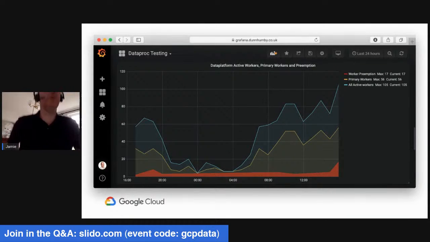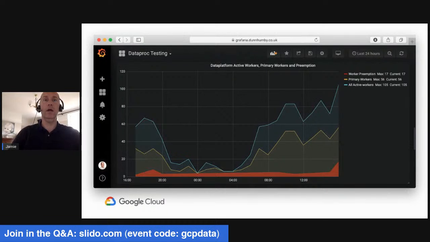So this diagram is a screenshot from one of our Grafana instances that monitors activity across our Dataproc estate, across the whole company. What you see here is a depiction of the number of nodes that we are using across our estate within our Dataproc clusters during a 24-hour period.